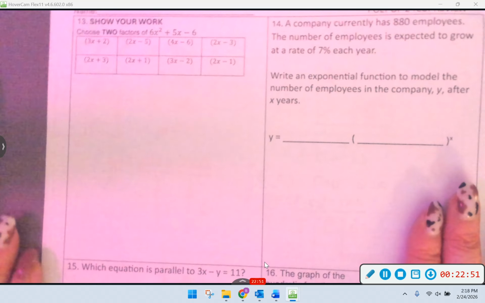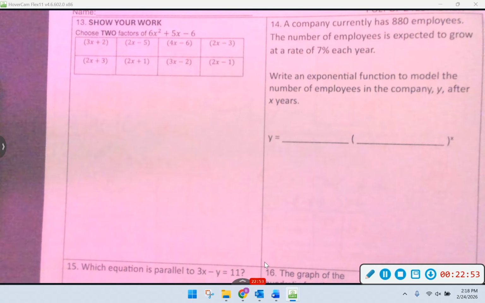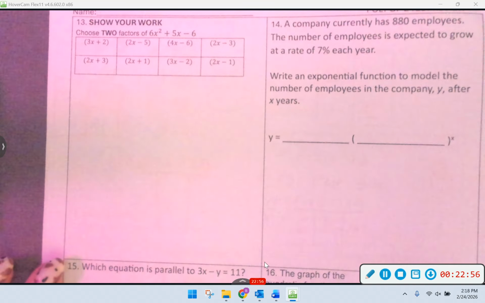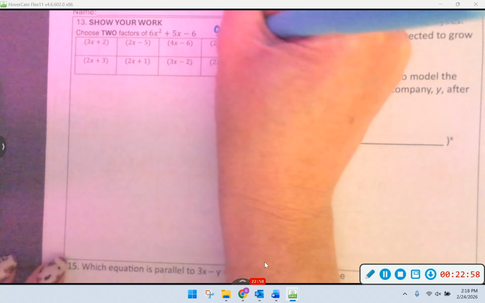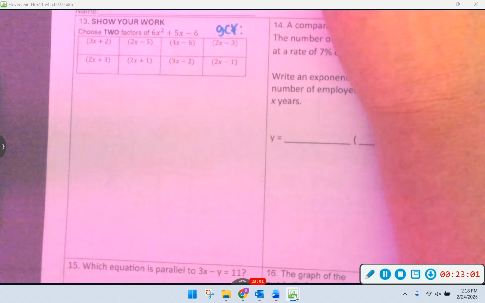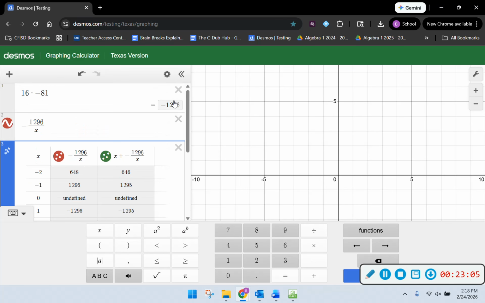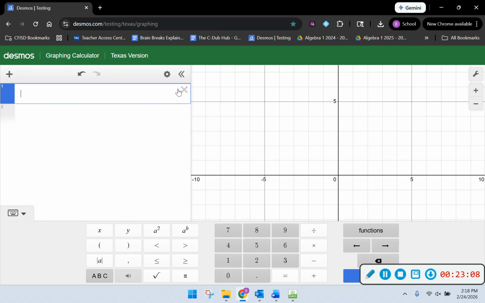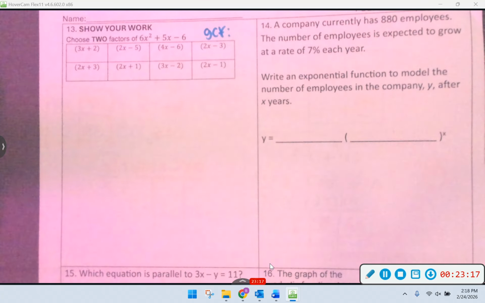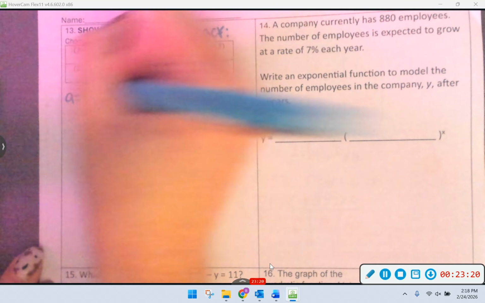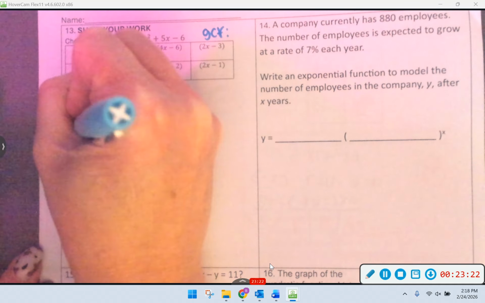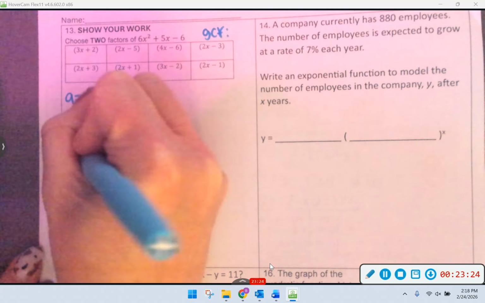All right, 13, last one with the box. So we need to find our GCF first. So what is the GCF of 6, 5, 6? I believe it's 1, but let's check. GCF of 6, 5, 6. It is 1. So we don't have to divide it by anything to get our A, B, and C. So our A is 6. Our B is 5. Our C is negative 6.